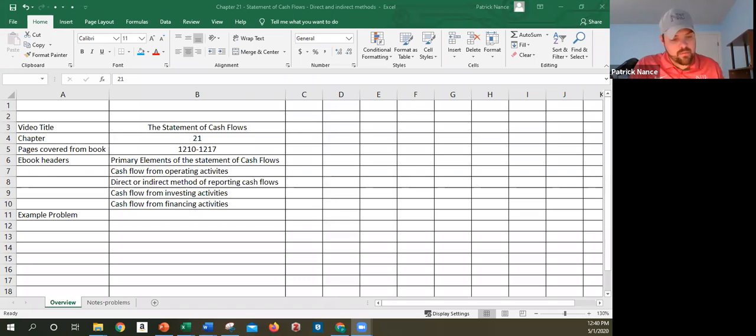Okay, so that will be all for that section of chapter 21. The next thing I'm going to do, rather than lecturing on the next two sections, where they go through the building process of the statement of cash flows with the direct method, and then I believe next they talk about the indirect method, I think it's better to just work some problems. So the next videos will just be problems and Excel spreadsheets with building the statement of cash flows.